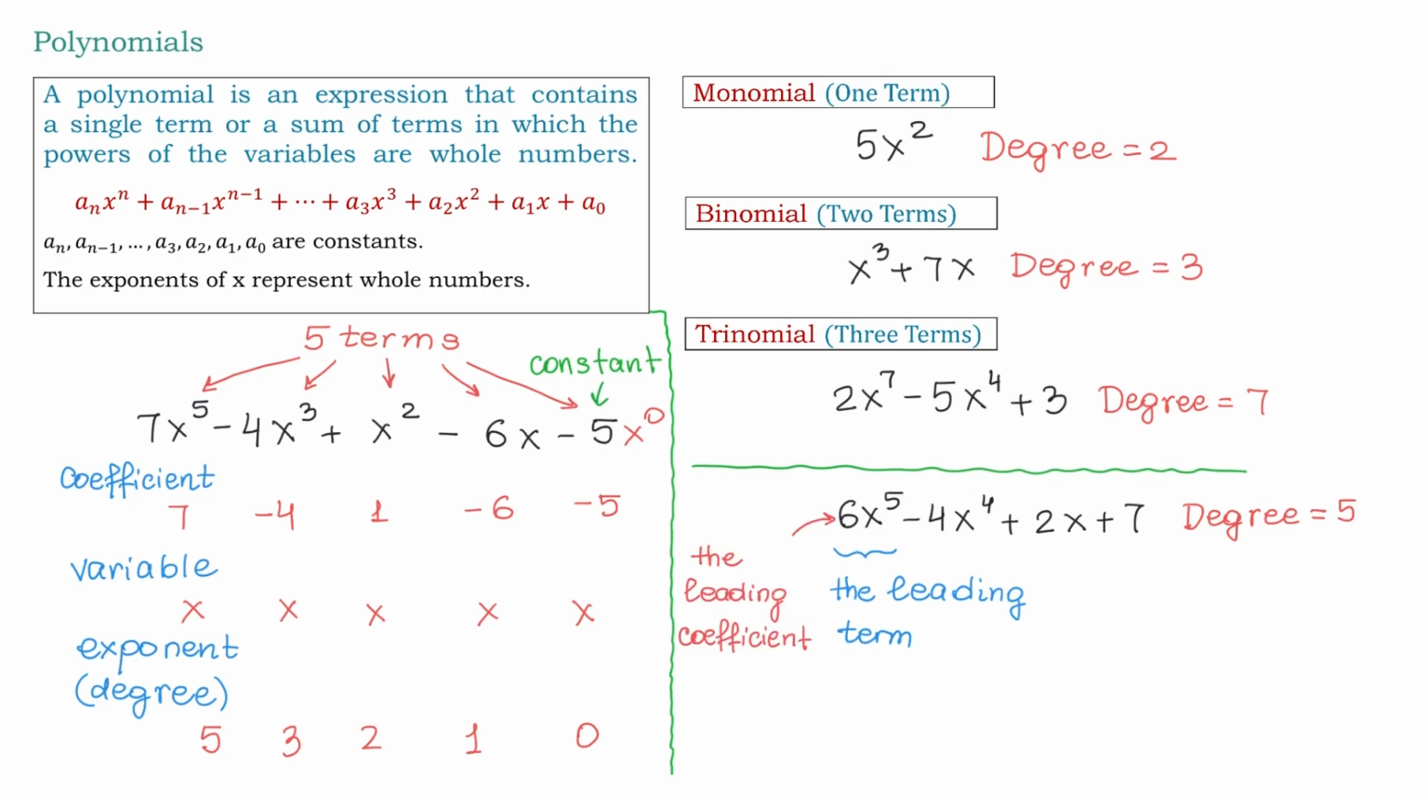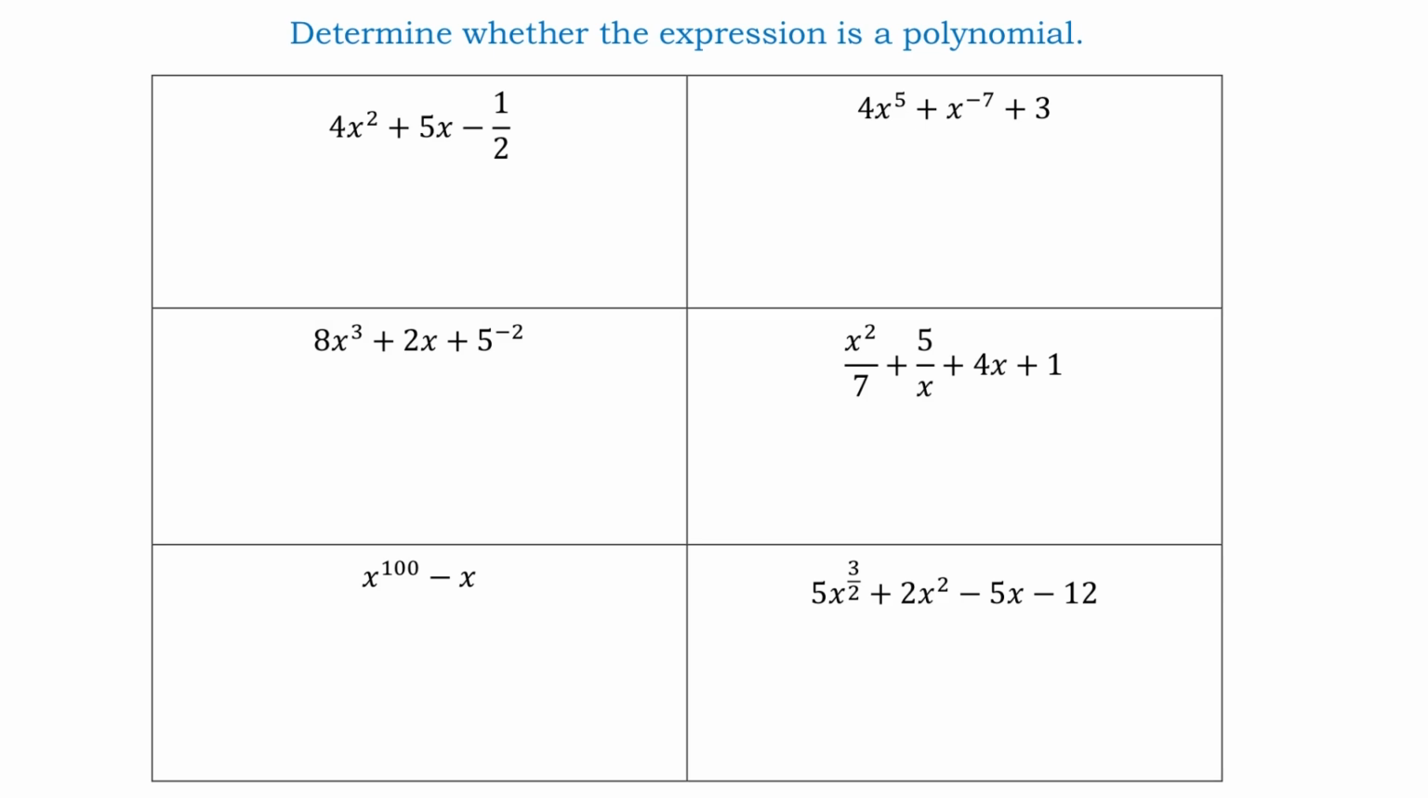Now, let's see if we can determine whether an expression is a polynomial or not. The first one is 4x squared plus 5x minus 1/2. In this expression, the exponents are whole numbers and the constant is a fraction. So while the exponents have to be whole numbers, the coefficients and the constant can be anything. So this expression is a polynomial.